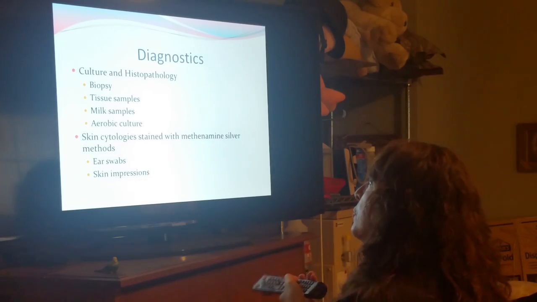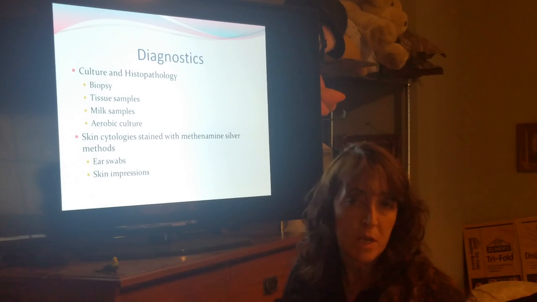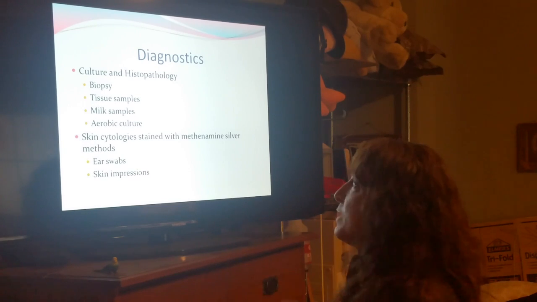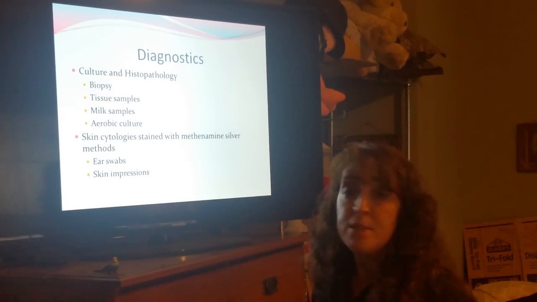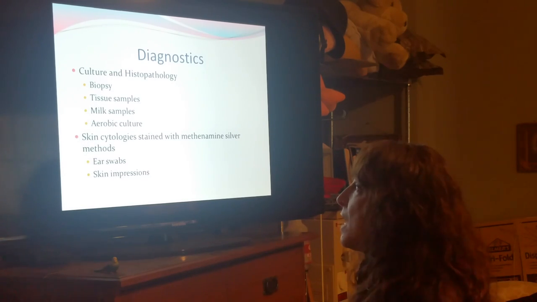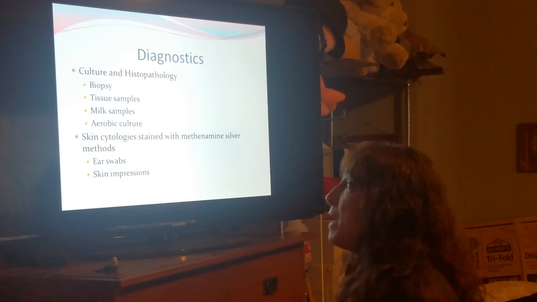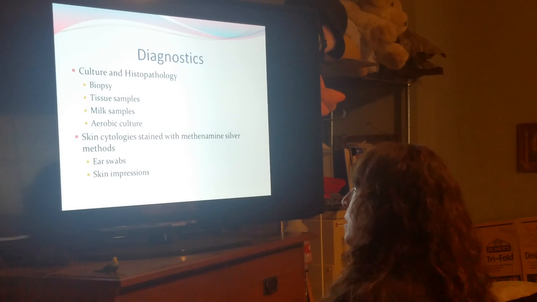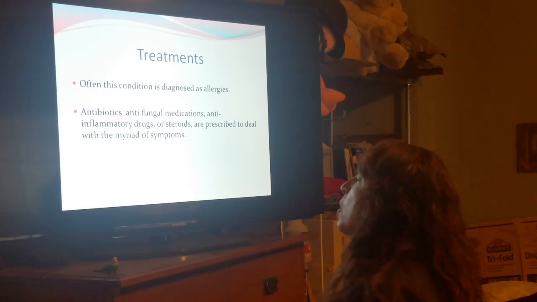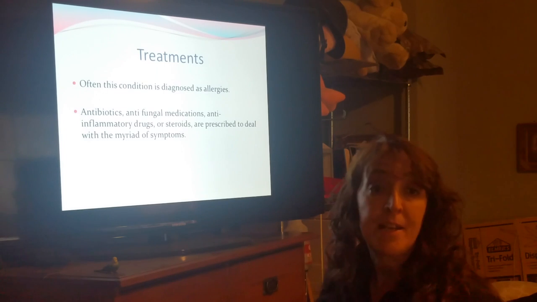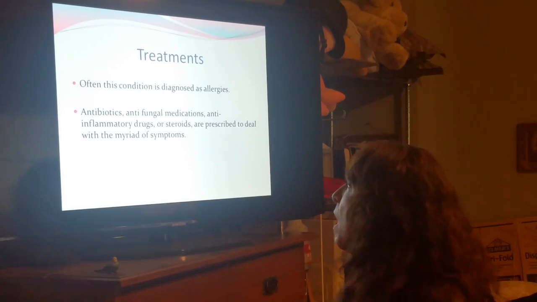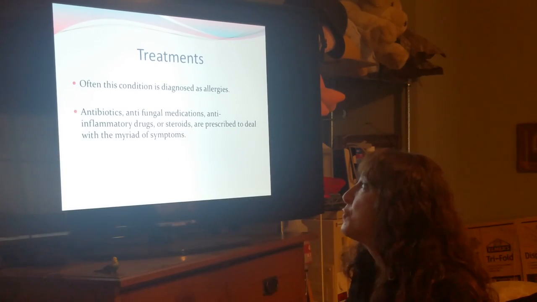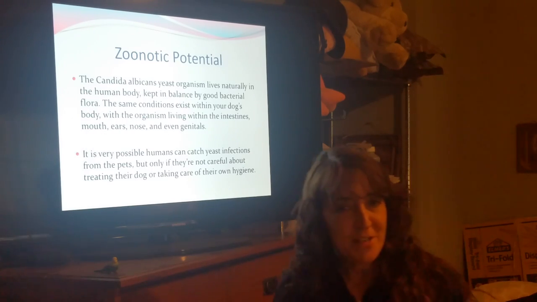So, how do we diagnose and detect Candida albicans in the laboratory? Well, culture and histopathology, of course. We take biopsy samples, tissue samples, milk samples, aerobic cultures. Skin cytology, stain with methenamine silver methods, ear swabs, or skin impressions. All methods for detection of Candida albicans. Treatment: often this condition is diagnosed as allergy, so it's misdiagnosed. But the treatment would be antibiotic, antifungal medications, anti-inflammatory drugs.